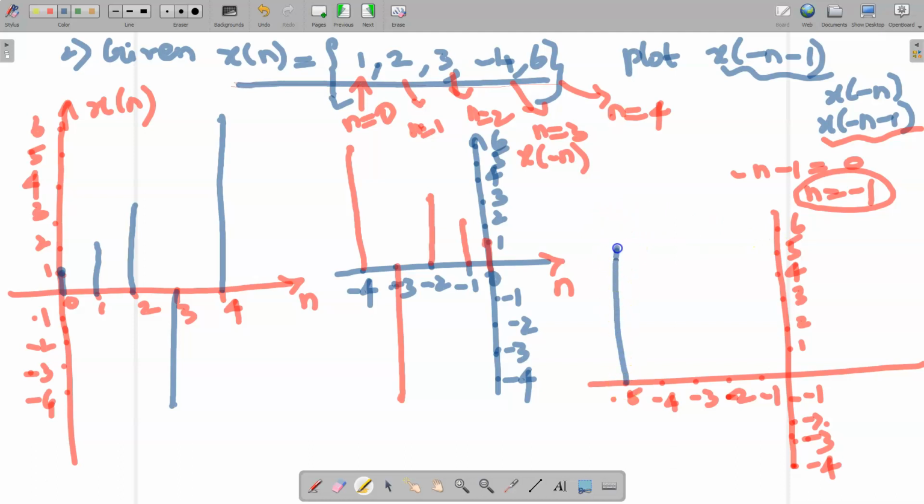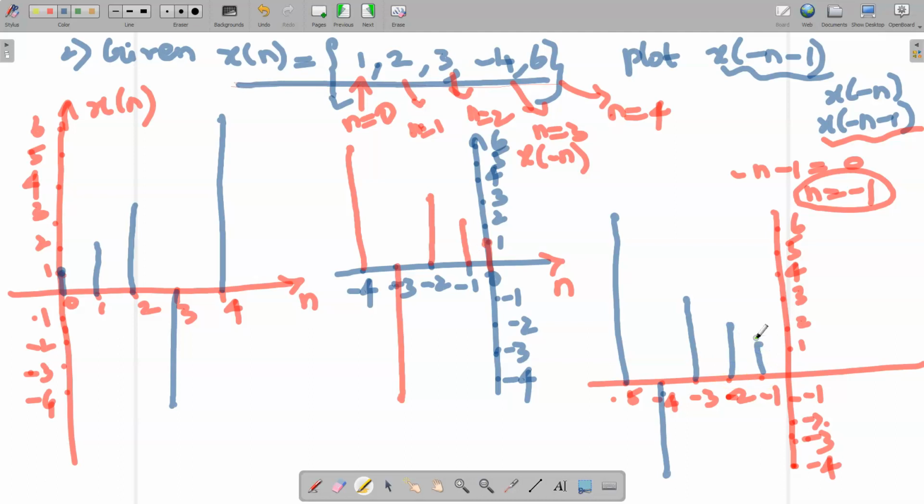At minus 5 the amplitude is 6. The next values you can write in a sequence. Next amplitude is minus 4, you can write at minus 4. Next amplitude is 3, that you can draw at minus 3. Next amplitude is 2, that you can draw at minus 2. Next amplitude is 1, that you can draw at minus 1.